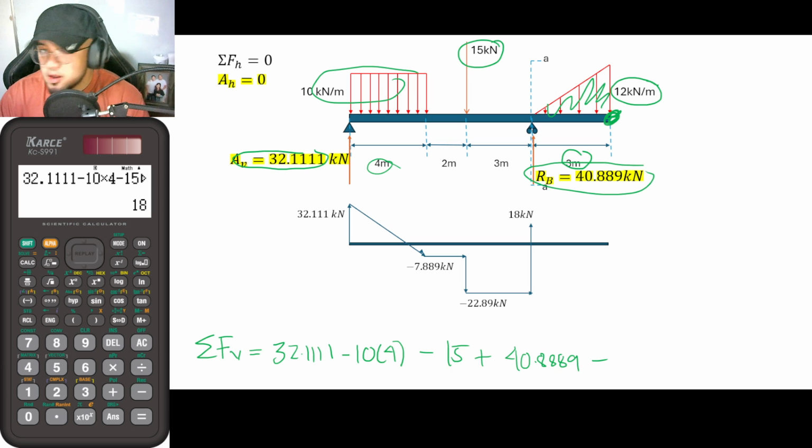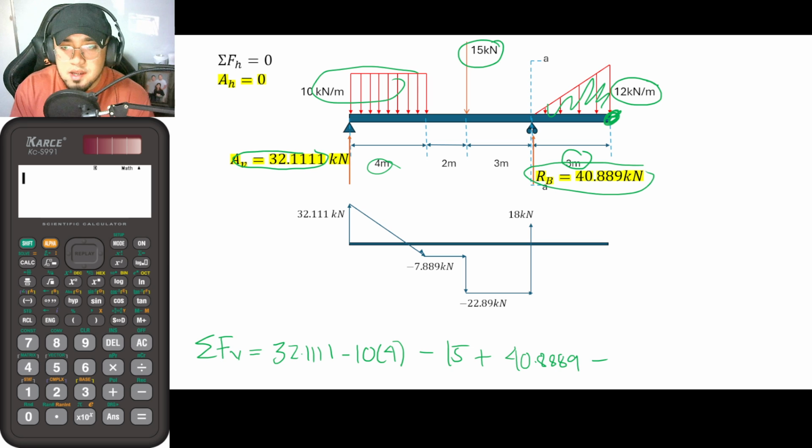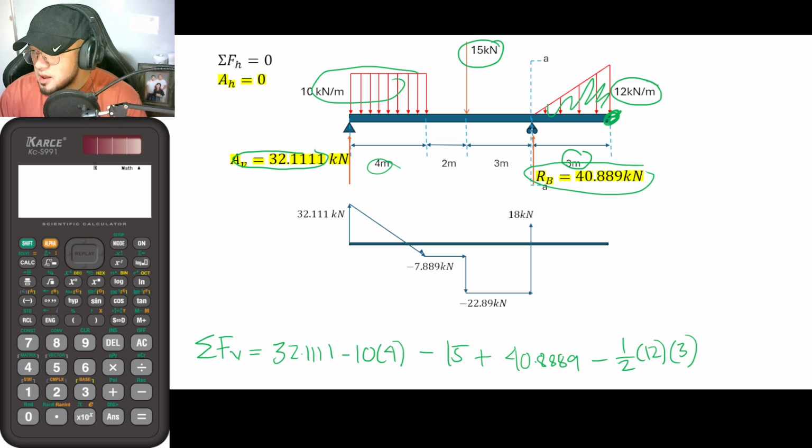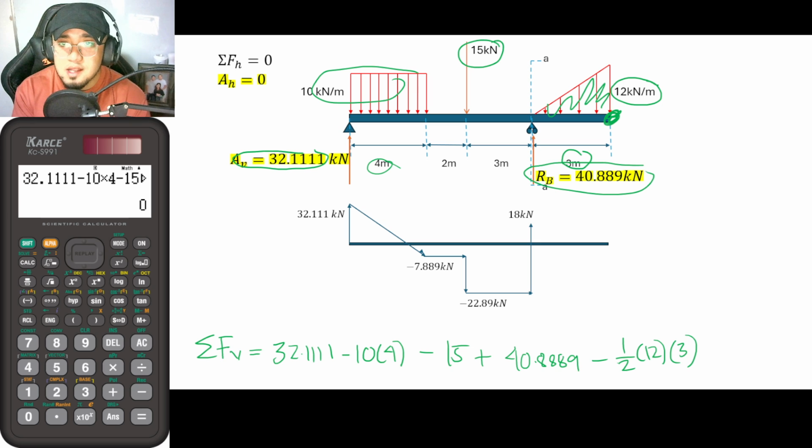So looking at the calculator once again. Oops, sorry, let me just write it here first. So that is 1 half times 12 times 3. Okay, so looking at the calculator to your left: 32.1111 minus 10 times 4 minus 15 plus 40.8889 minus 0.5, or 1 half, of 12 times 3. The answer here is exactly 0. So meaning at the edge of the beam, the value here is exactly 0.